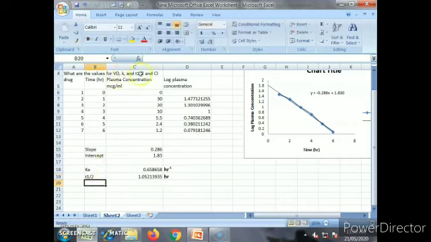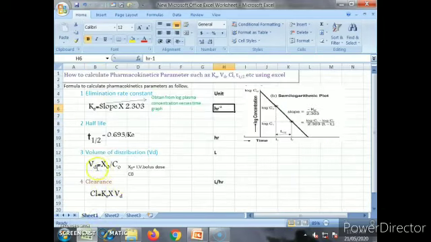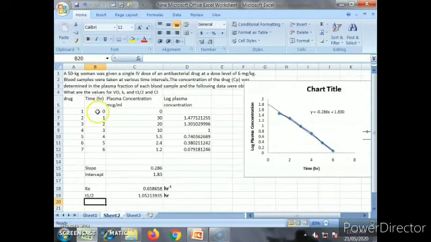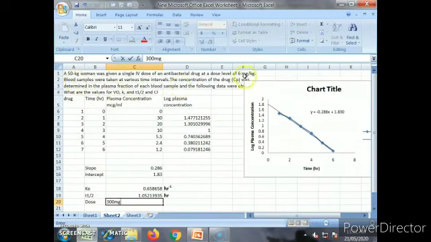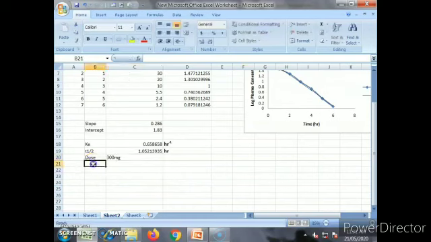Next we will remove the Vd. Before that, the Vd formula is Vd = x0 divided by C0. Now x0 is the IV bolus dose. In this problem, the 50 kg woman has been given 6 milligram per kg. So first we will find the dose. The dose given is 300 milligram, that is 50 multiplied by 6.